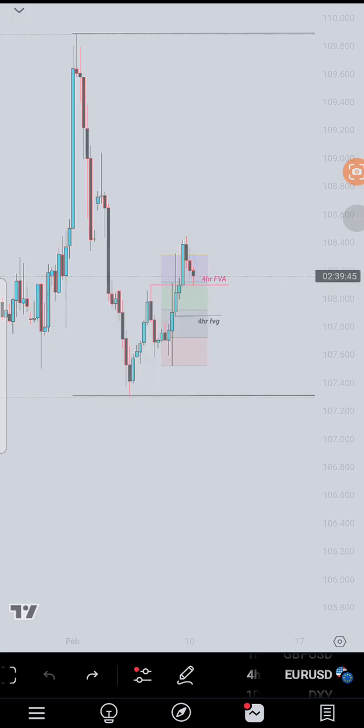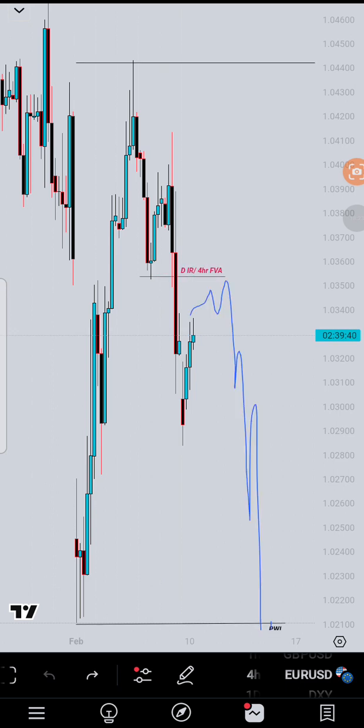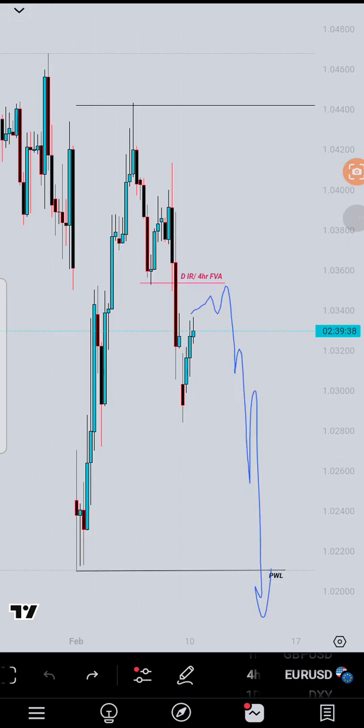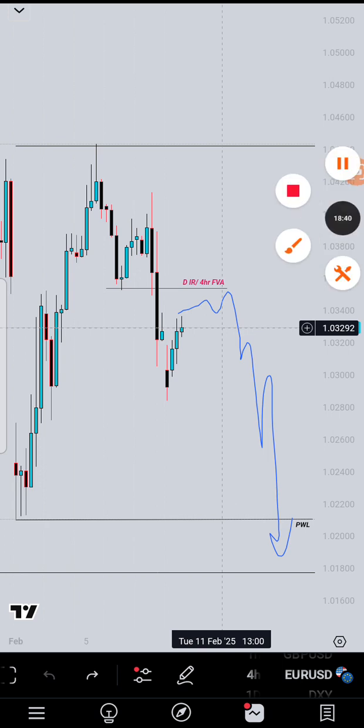So wait for price to tap into your context area. If for example EURUSD, wait maybe for price to tap into this area, because we also have another gap. Then if you see displacement, then engage. If nothing happens, don't engage. So that's what I'm expecting.